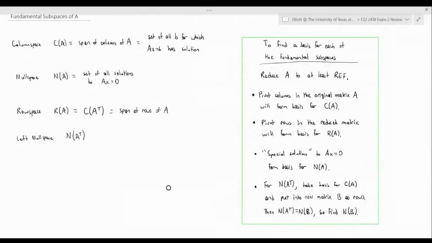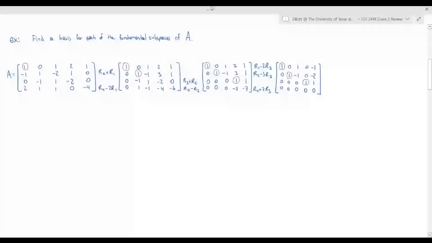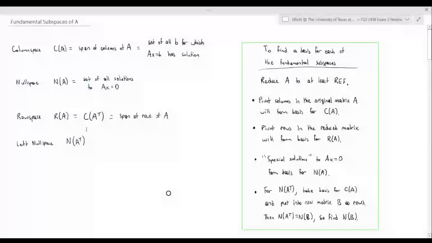Okay, so talking about the fundamental subspaces of a matrix. So there's 4 of them. We've looked at the column space and the null space. The other 2 are the row space. Okay. So the row space is just the column space of A transpose. So the idea of that is the columns of A transpose are the rows of A. Then we also have the left null space, which is the null space of A transpose, okay?